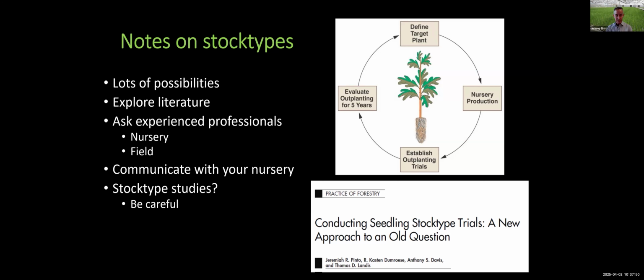Communicate with your nursery as well. Find out what they're good at growing and what kind of feedback they've gotten on different stock types for different scenarios over the years. That's pretty valuable. Years ago, I got to take part in what some Forest Service nurseries call the clients meeting, where the nursery gets all the foresters together to talk about what worked in the nursery and what worked in the field, what didn't work, all to help improve the process so they're sharing information to improve the target plants for the next time around. Stock type studies are another way to gather information.